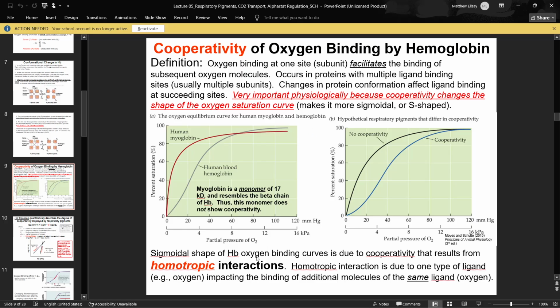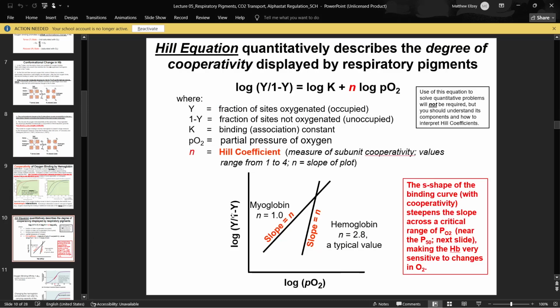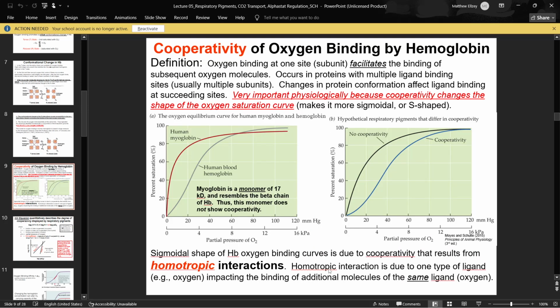The sigmoidal shape of the hemoglobin oxygen binding curve is due to the cooperativity that results from homotropic interactions. So, these homotropic interactions are due to one type of ligand impacting the binding of additional molecules of the same ligand, so homotropic. So the ligand, i.e. when these O2s are binding to these heme groups, and they're all heme groups, so the 4 heme groups, homotropic, same ligands. So each oxygen binding to each ligand site impacts and increases the cooperativity, making the subsequent oxygen binding more likely, essentially making this sigmoidal shape, right?